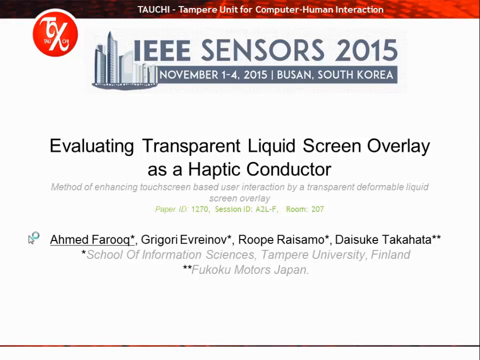Hi, I'm Ahmed Farooq. I'm from Tampere University, and I'm working in the Tampere Unit of Computer-Human Interaction. We basically design multimodal interfaces for a whole host of systems and devices. And today I'll be discussing our paper, Evaluating Transparent Liquid Screen Overlays for Haptic Conductors.